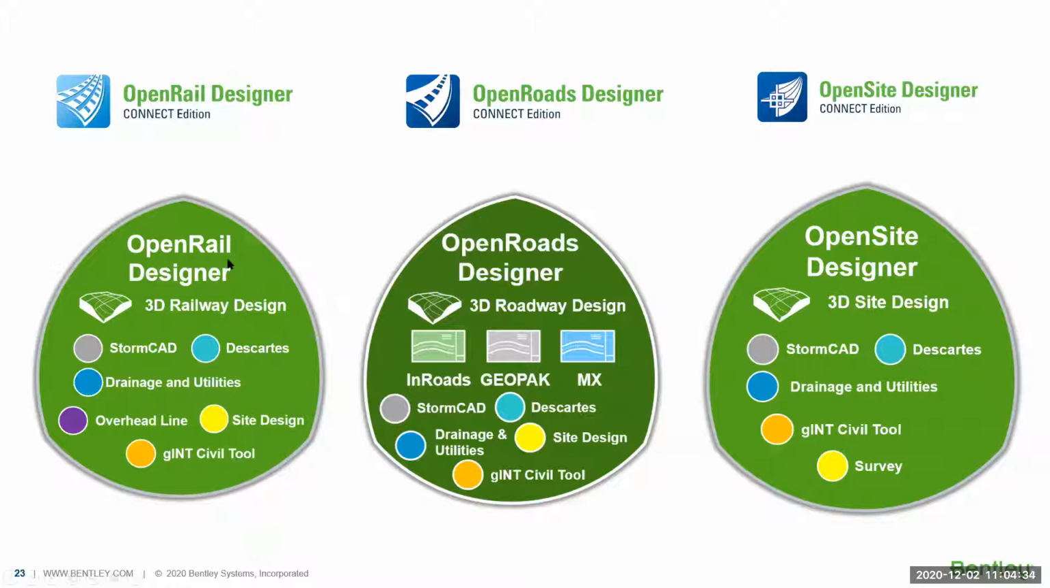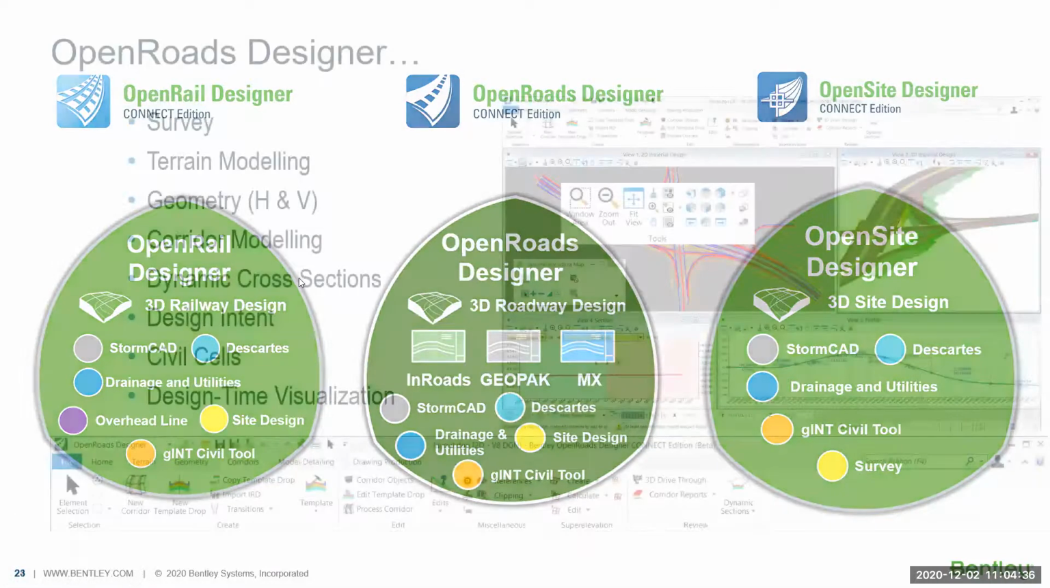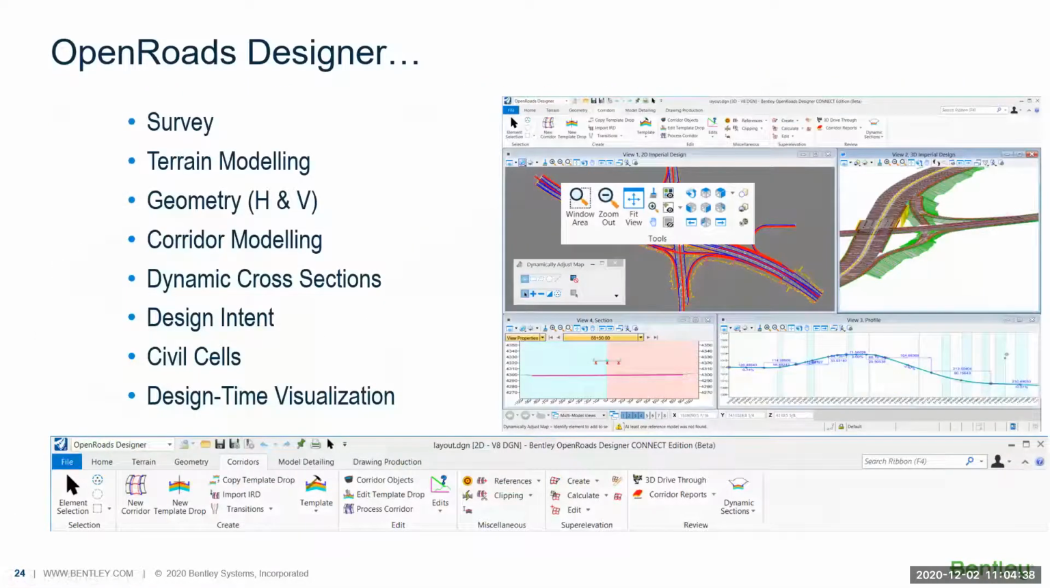So just briefly to tell you what function they have. In OpenRoads, or all the OpenCivil design, I would say they have tools for surveying, terrain modeling, and some of the geometry. They have corridor modeling, and they can also do some dynamic cross sections. They can integrate with your design with what we call design intents.